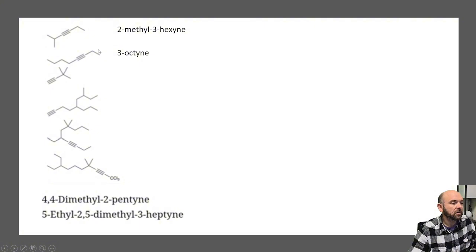The next one is just a straight chain with a triple bond somewhere along the chain, no substituents or anything. If we count from this end, because that will put a 3 on our triple bond instead of a 5, we see 1, 2, 3, 4, 5, 6, 7, 8 carbons, making that 3-octyne.